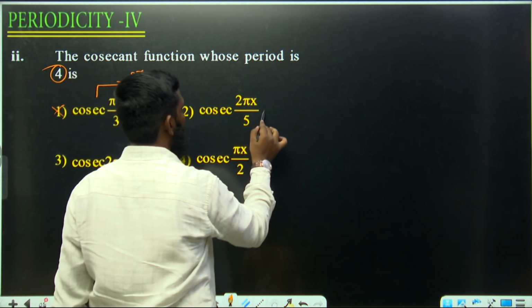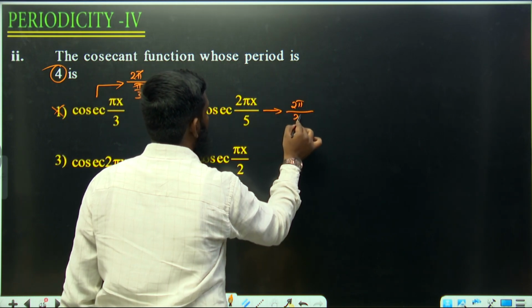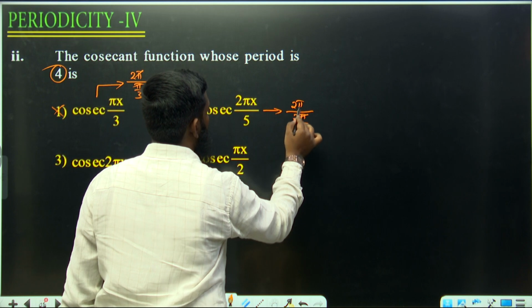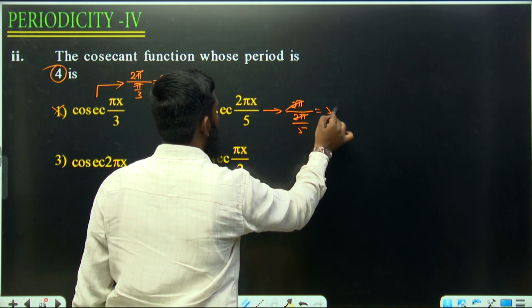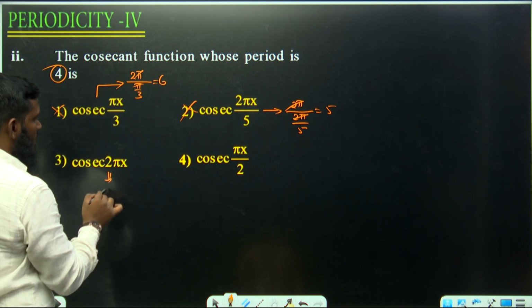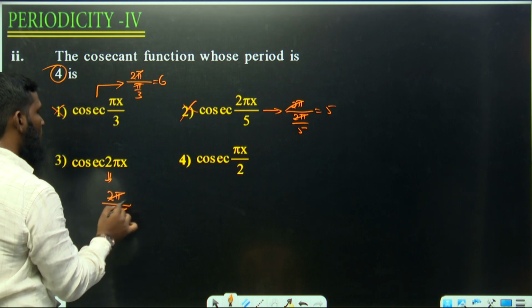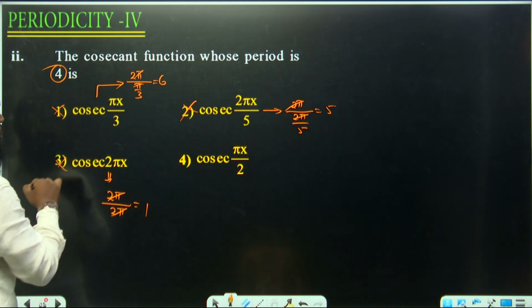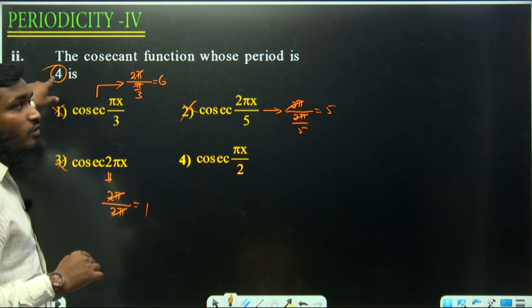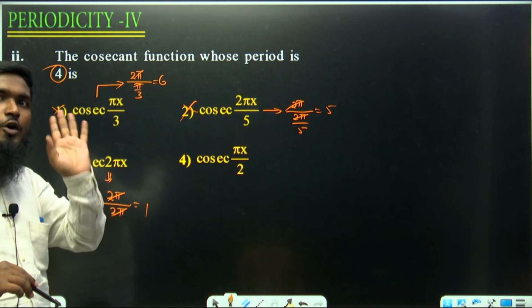Okay, now the second one. Cosecant means what we are having? 2 pi divided by 2 pi by 5. 2 pi cancels, 5 will go to the numerator, so the second option is also wrong over here. Third option: 2 pi divided by what we are having? 2 pi gets cancelled, the answer is equal to 1. Third option is also wrong. What should we get as the answer? Period equal to 4 we should get. If you are getting period equal to 4, that option will be correct.